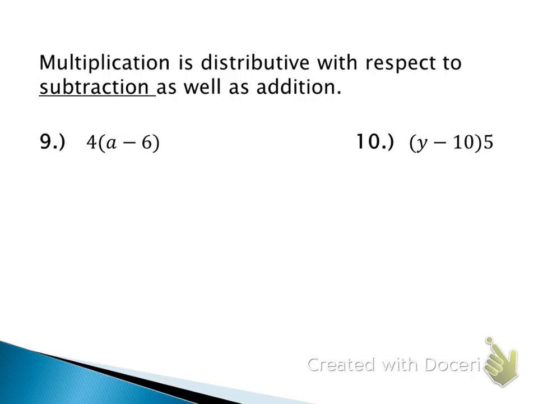So you'll want to fill this in on your notes. Multiplication is distributive with respect to subtraction as well as addition. What this means is that we can still distribute over subtraction. So we can take 4 times a. The difference here is that we're going to keep this subtraction sign. On the last ones we had addition signs. Now it's a subtraction sign. But we're still taking 4 times both the a and the 6.